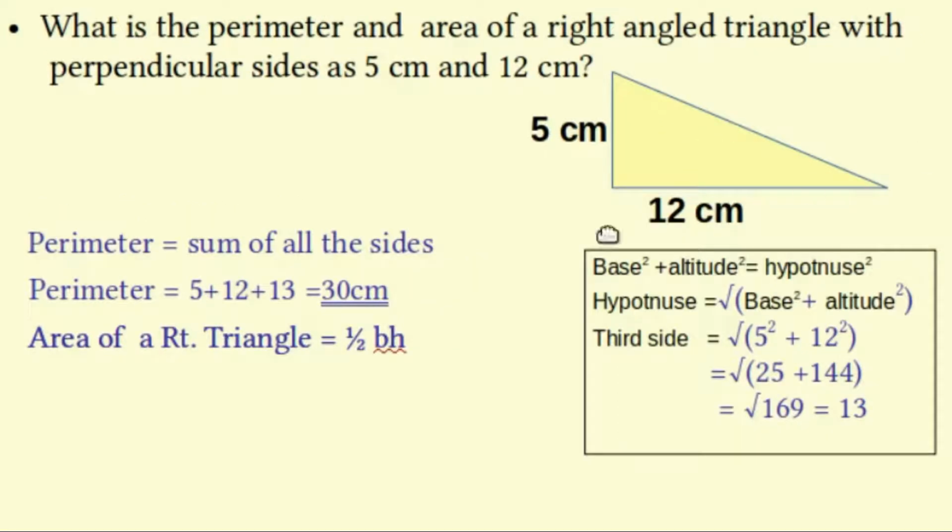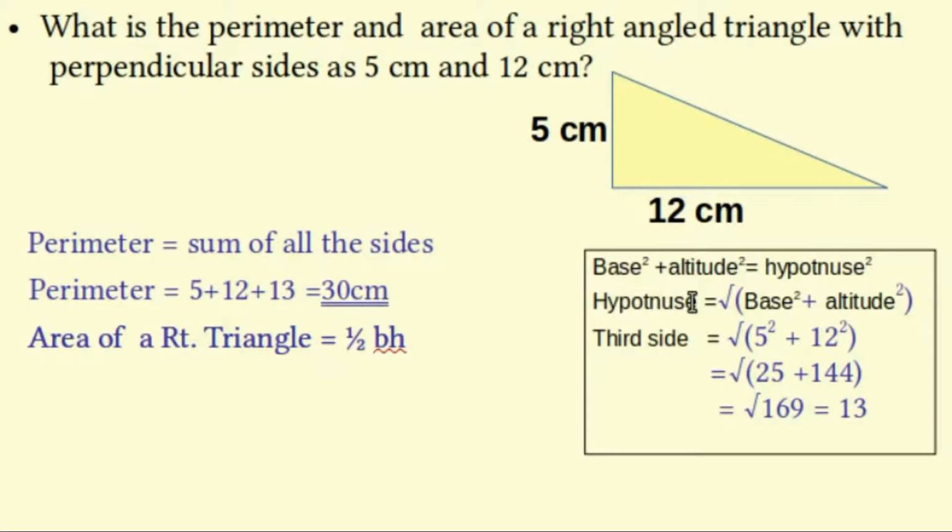Next problem. What is the perimeter and area of a right angled triangle with perpendicular sides as 5 centimeter and 12 centimeter? Here I have drawn a triangle here. The height is taken as 5 and base is taken as 12. Then we can find the third side also. We can use Pythagoras theorem, which is base square plus altitude square equal to hypotenuse square. Here we have to find the hypotenuse.